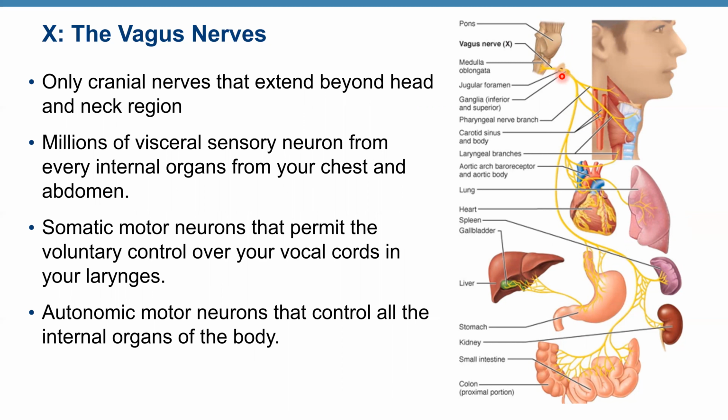And it also has motor neurons, autonomic motor neurons that regulate the function of these organs as well. So it receives information from these organs and it regulates their function. This is called the major parasympathetic nerve. So it's active when you're relaxed.